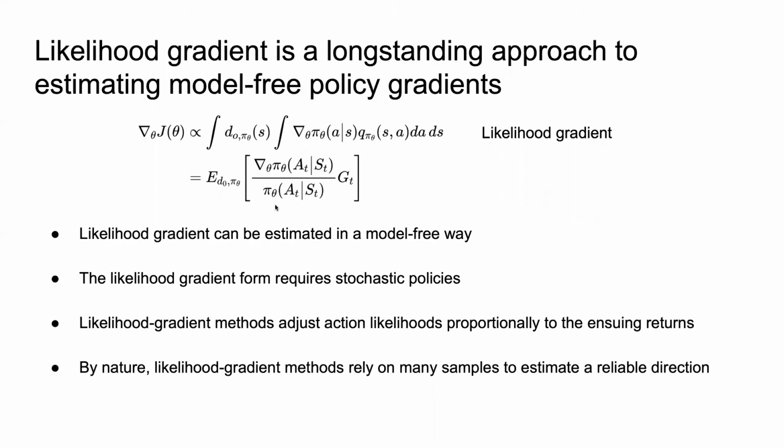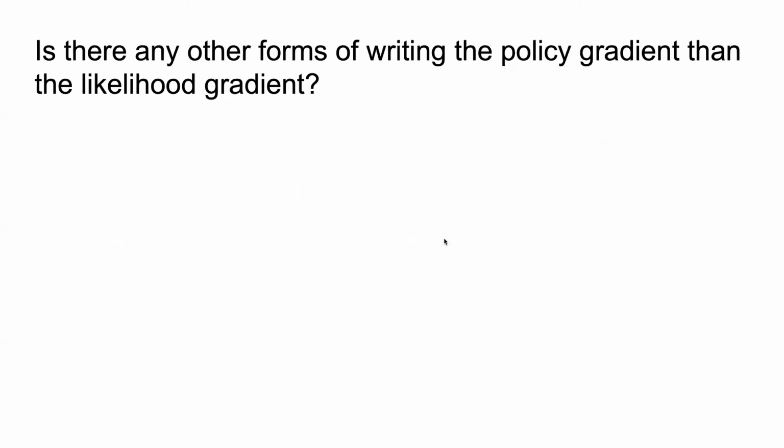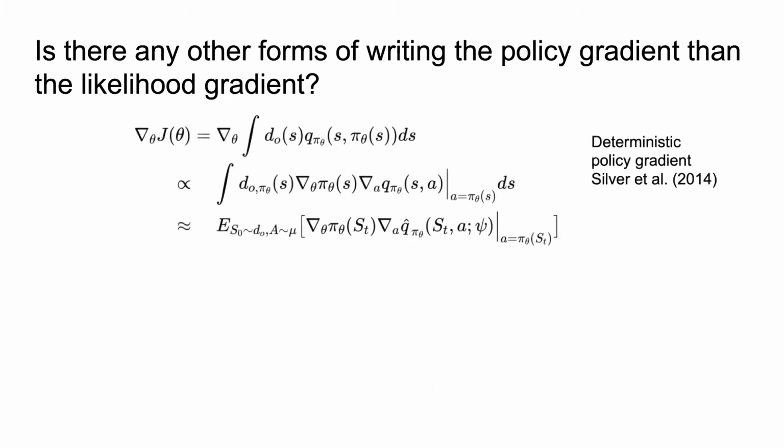Now the question is: is this the only way of writing the policy gradient? Is there any other way? We do have another way. It is given by the deterministic policy gradient theorem, and it is for deterministic policies. For deterministic policies, you don't have the gradient of likelihood, but then the action value becomes differentiable with respect to its second argument, which is the action. And this is something you can actually estimate based on samples if you are estimating the action value using a function approximator which takes a continuous action as an input. So you can differentiate with respect to the second argument.